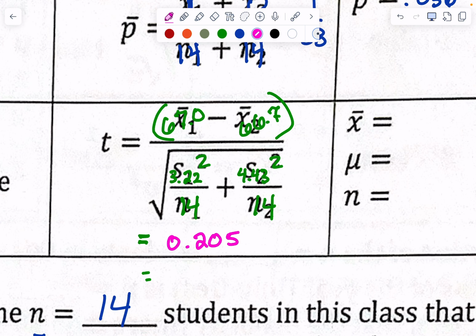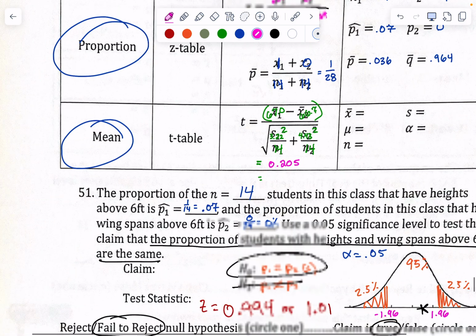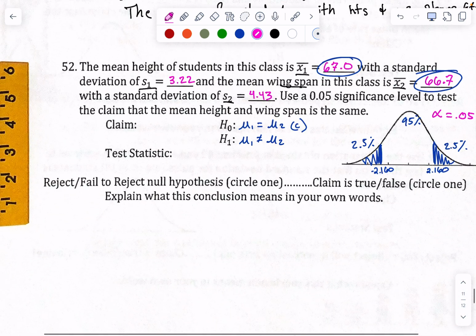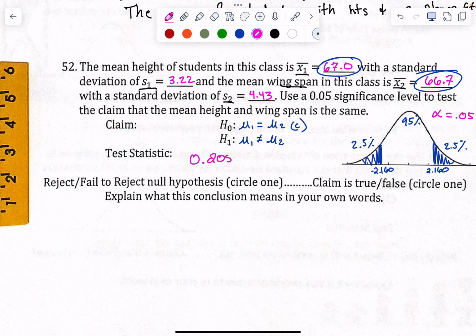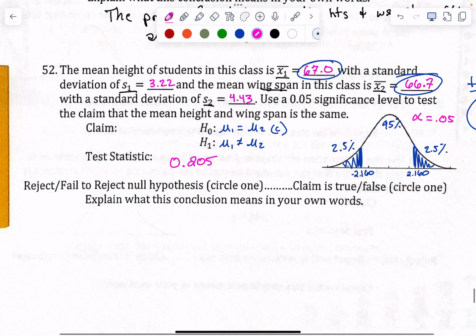Yes, you should be able to, but make sure the whole thing is underneath the square root. It is. Did you square them both? I don't know. 0.205.